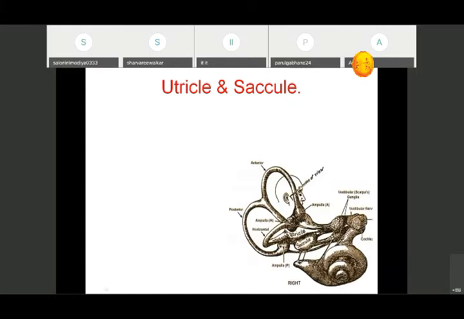Now the utricle and saccule. The small enlarged sac-like structure is called the utricle, and one more enlarged sac-like structure is called the saccule. Both the utricle and saccule together are called the otolith organ. Otolith means a stone or stone-like structure. In the utricle and saccule, the receptor consists of small crystals, which are called otoliths.